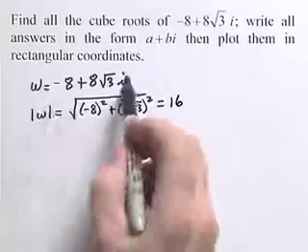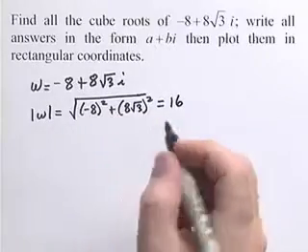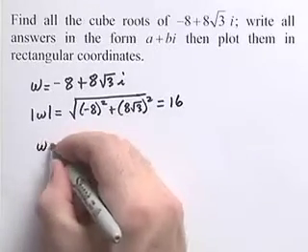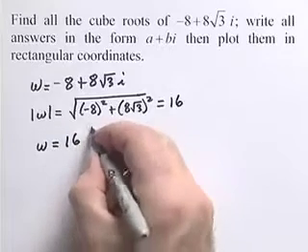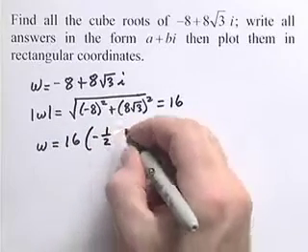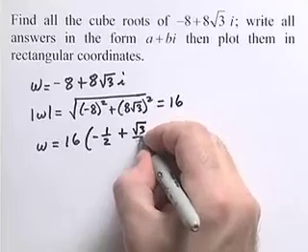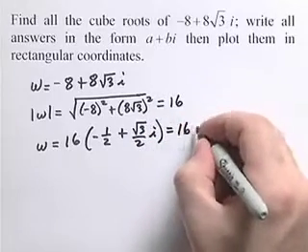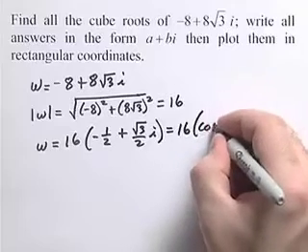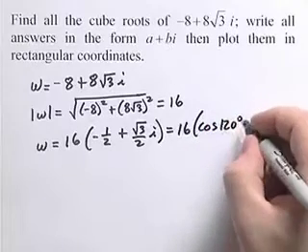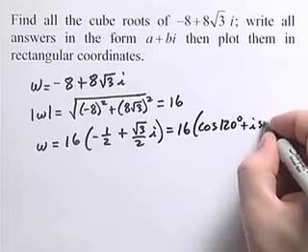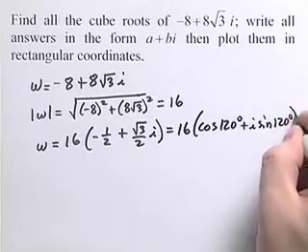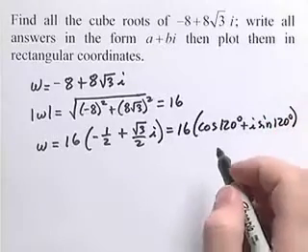So we can write w, this complex number, in polar form as w is equal to 16 times negative 1/2 plus the square root of 3 over 2 times i, which is equal to 16 times the cosine of 120 degrees plus i times the sine of 120 degrees. Now we have our polar form.